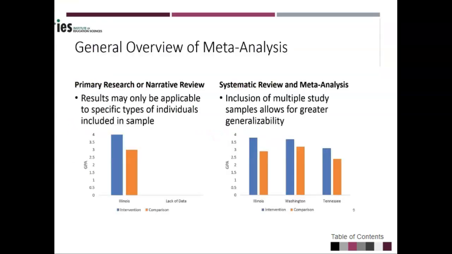Here we have an example of some research where the same research was done in different states. So in the left one, the results might only be applicable to specific types of individuals, but in the next one on the right, because they did it in multiple states, they can say that their results are more generalizable.